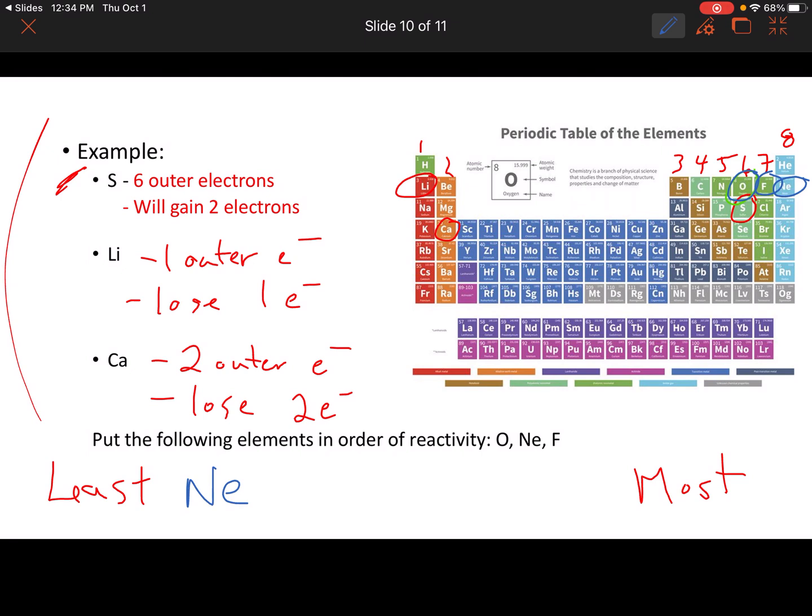But then between oxygen and fluorine, which one do you think is more reactive? Now, oxygen needs to steal 2, fluorine only needs to steal 1. So which one will be the most reactive? Yeah, it's going to be the fluorine, and then oxygen is in the middle here. So the fluorine, because it only needs to get 1, that makes it very reactive. So it can easily pick up an electron from some other atom there.